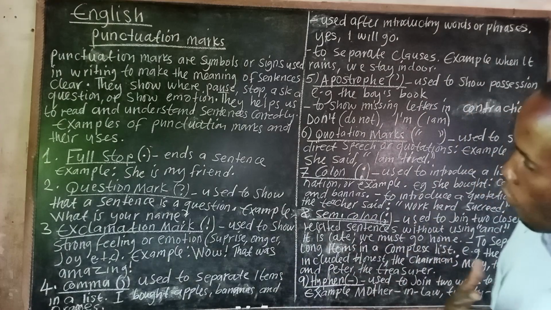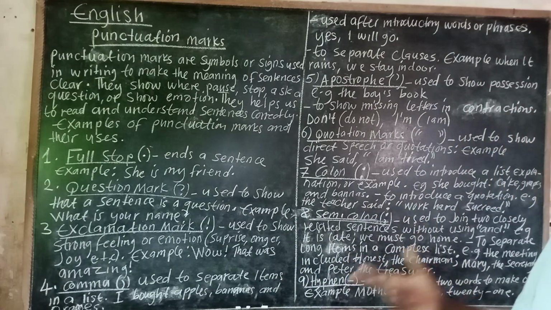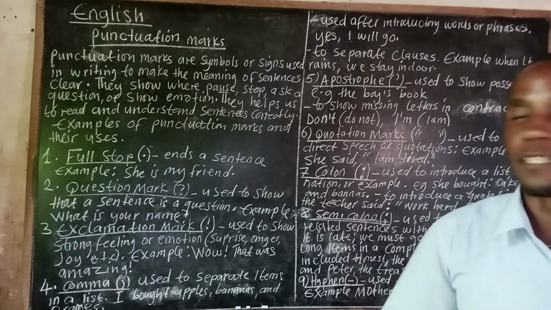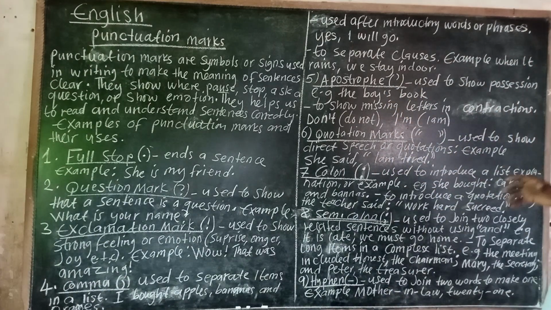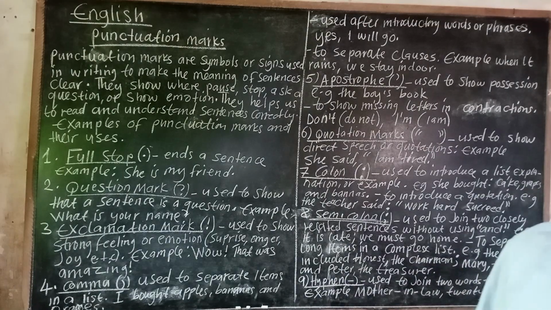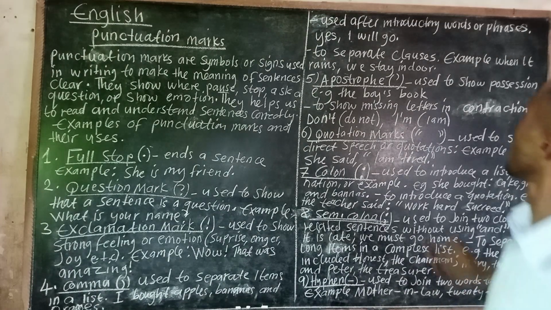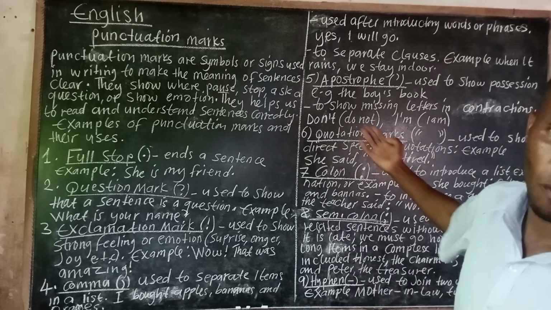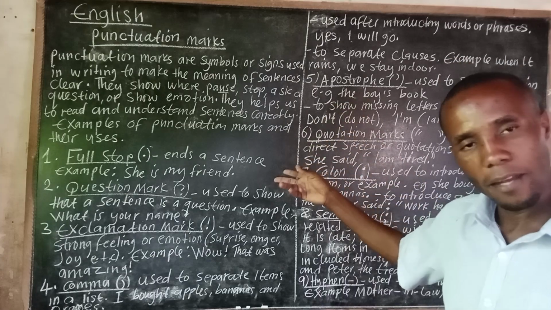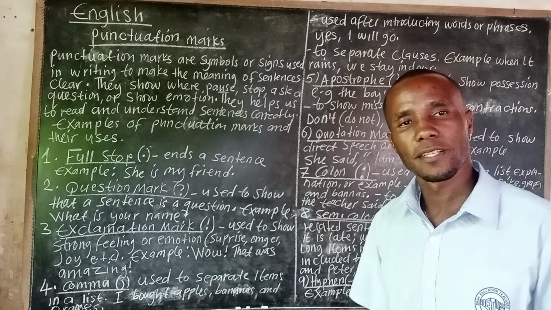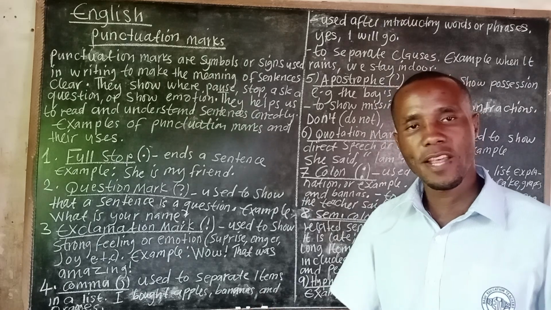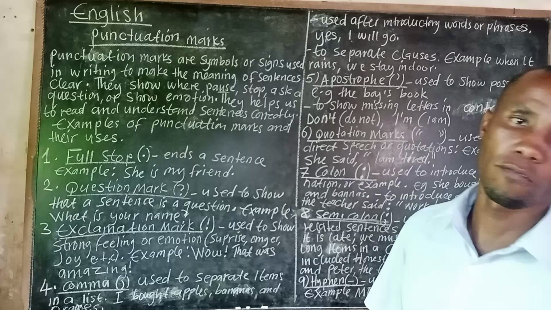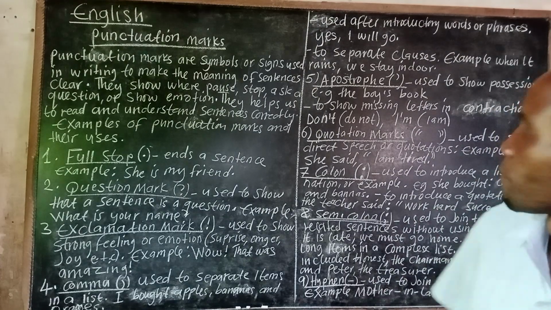Then the other one for the comma: a comma is also used to separate clauses. For example, when it rains, what happens? When it rains, we stay indoors. So, when it rains, comma, that is a clause, comma, we stay indoors. By so doing, that particular sentence is going to have a very good meaning.